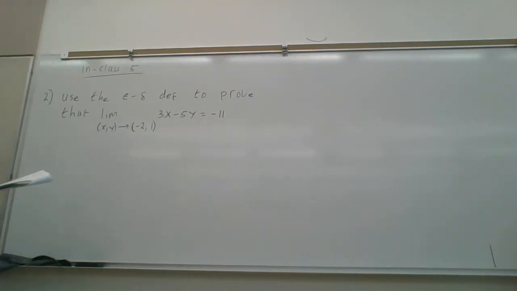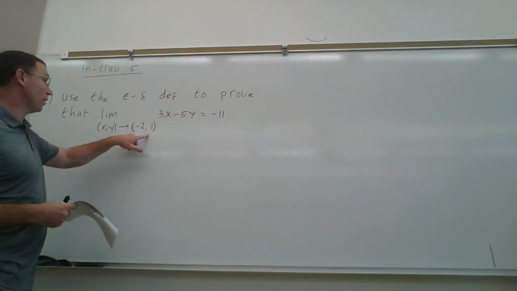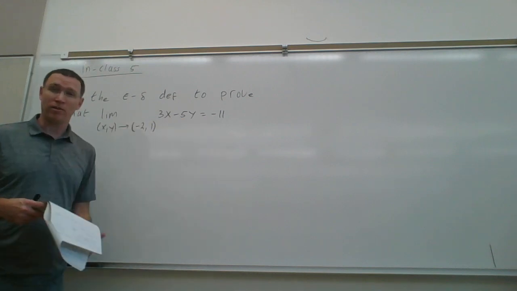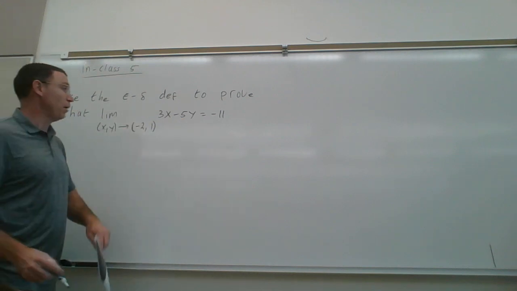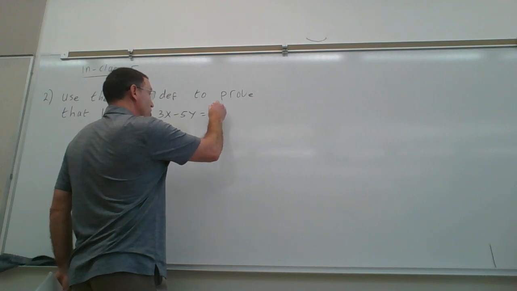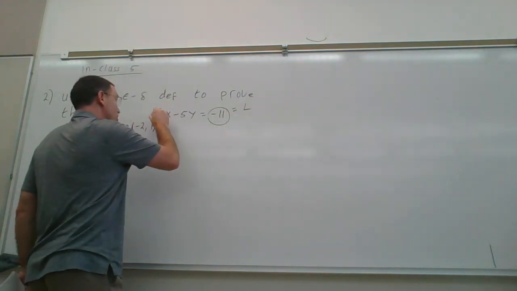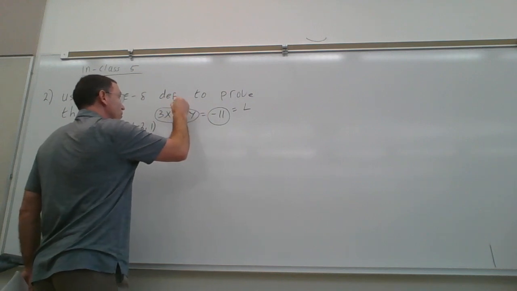Okay, so let's do in-class number 5, number 2. It says use the epsilon delta definition to prove that the limit as (x,y) goes to (-2, 1) of the function 3x minus 5y is minus 11. So in this problem, the minus 11 is our L value, and this is our function, our f(x,y) function.